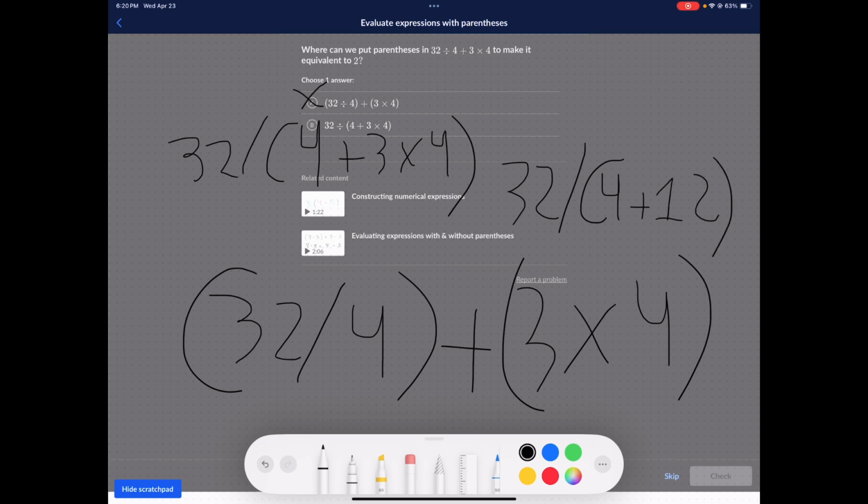Very good. And now what do we do if we add 4 and 12? We get 16. And notice how I didn't include the parentheses because we completed it. And this is equal to 2. So that means that B is correct.